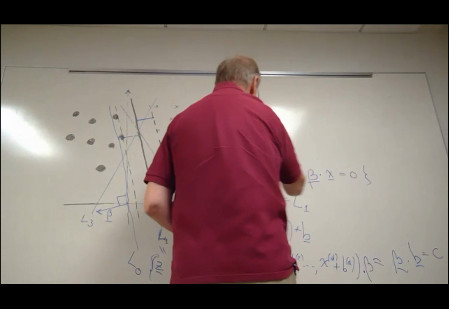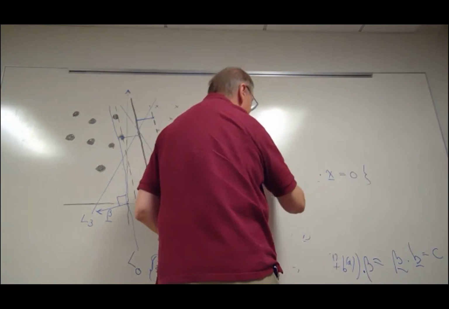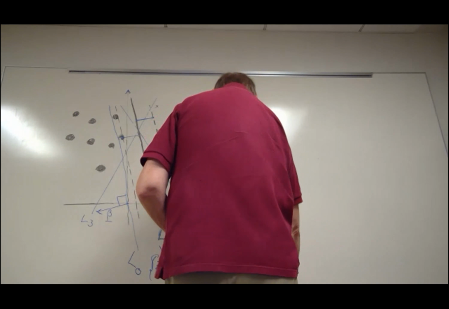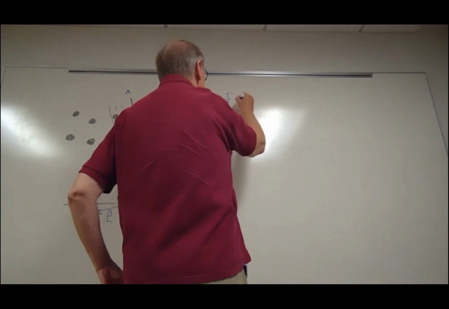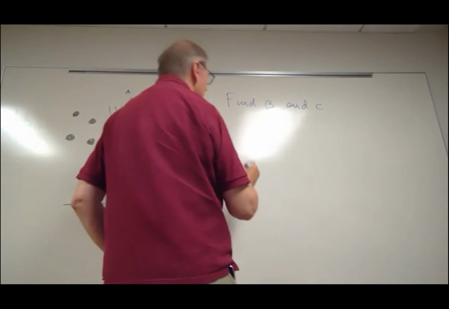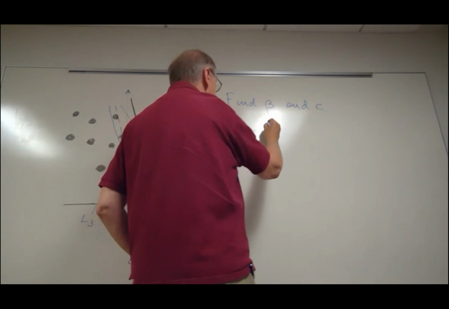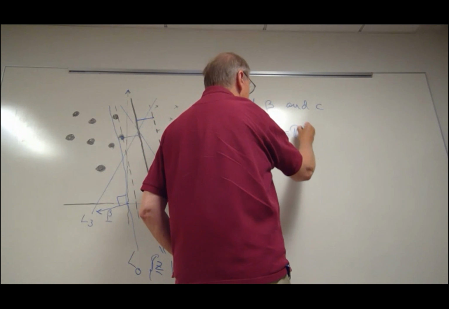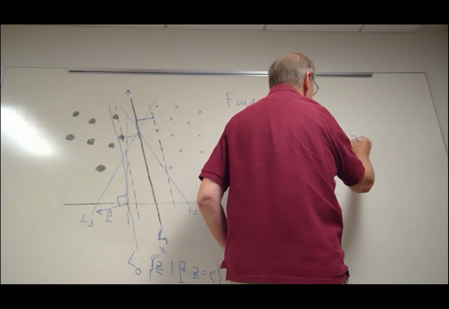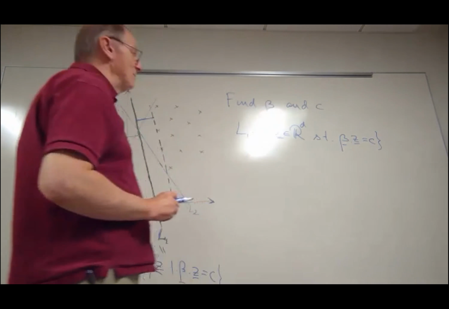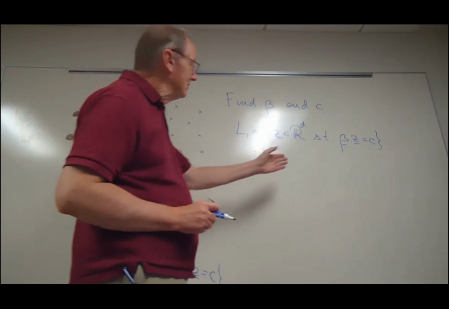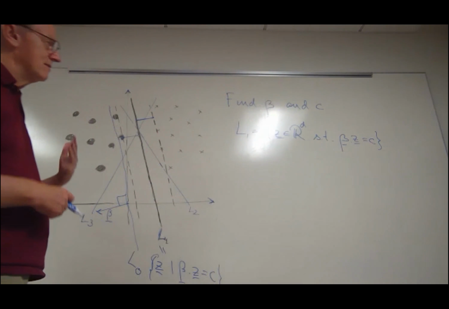So in order to find this line, or this hyperplane in general, what I have to do is find this beta, and I have to find this c. So we need to find beta and c, such that L1 is equal to the set of z such that beta dot z is equal to c. So that's my first step in order to try to find this line here: to be able to write it in this form. And then I need to find beta and c.